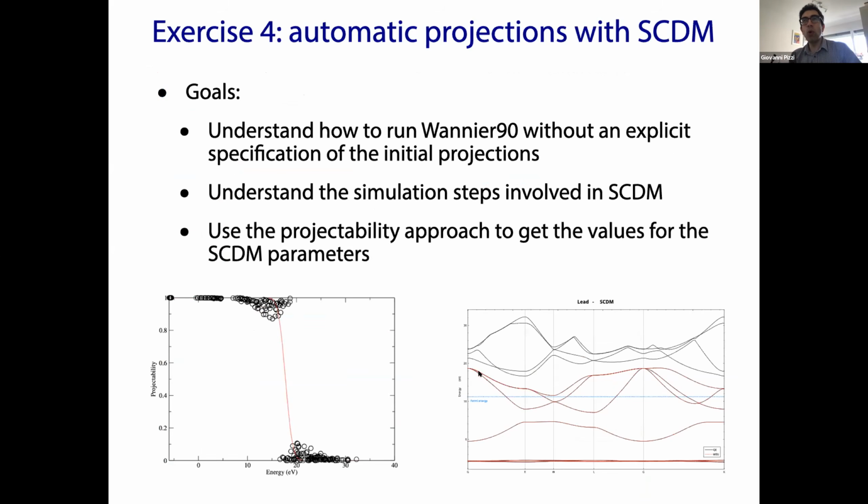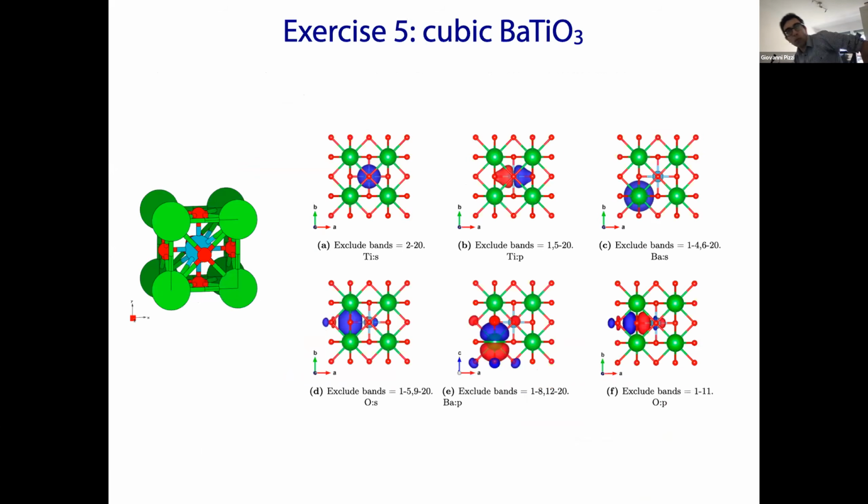What you will do today is do everything by hand, and you will do the projectability plot and get the final band structure. The final exercise is cubic barium titanate. Nothing to say except it is a more interesting material. You get Wannier functions which are a bit more interesting.